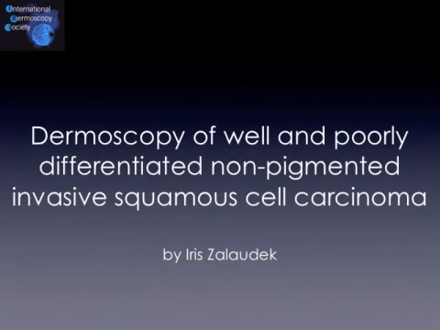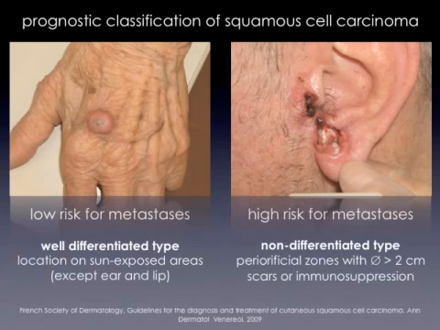Welcome to this podcast on the endoscopy of well and poorly differentiated non-pigmented invasive squamous cell carcinoma. Why it is important to differentiate between well and poorly differentiated squamous cell carcinoma is related to the risk of metastasis. While well-differentiated subtypes usually have a low risk for metastasis, poorly or non-differentiated subtypes usually have a high risk for metastasis.